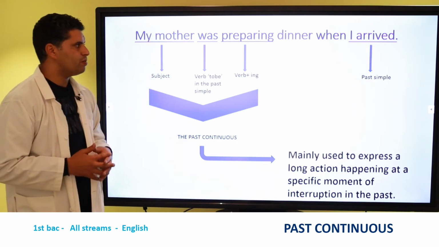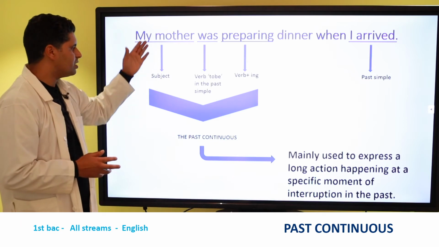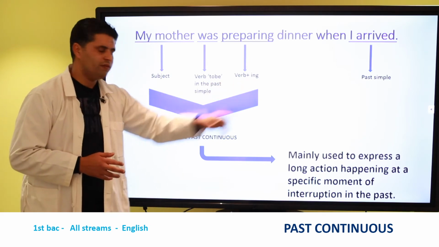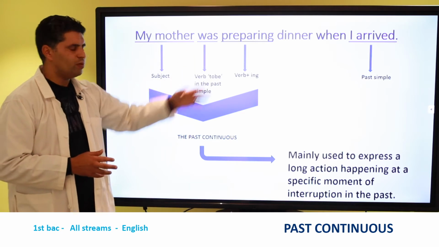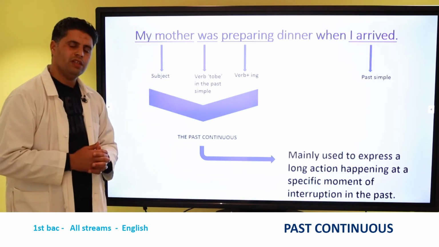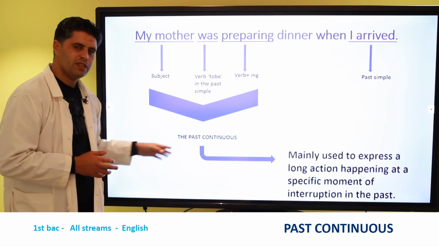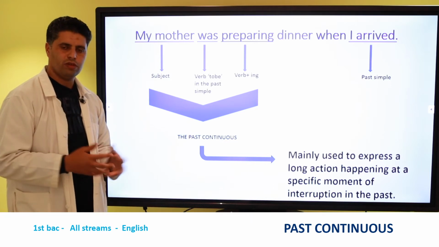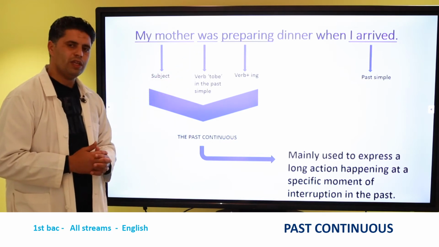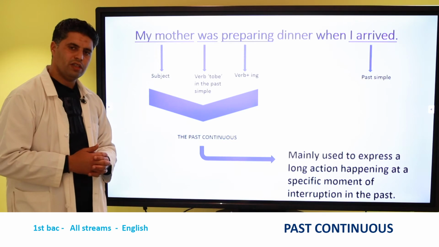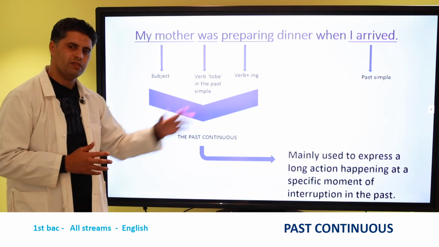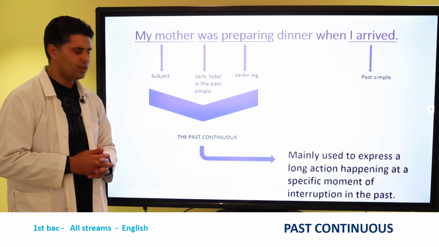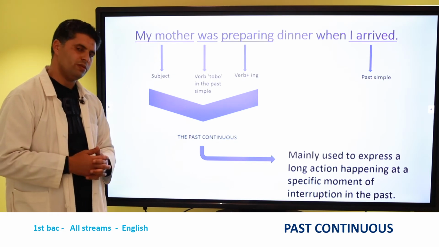My mother was preparing dinner when I arrived. So here, as you can see, a subject, the verb to be in the past simple, and the verb plus the ing form. Which verb, or what is the main verb of this sentence? It is the verb to prepare. And here, because we have the past continuous, we have to add the ing. So we should use the ing form, or the gerund form. And you may notice that the verb to be is conjugated in the past simple. So subject plus the verb to be in the past simple plus verb plus ing form. So this is the structure of the past continuous, as I told you before.